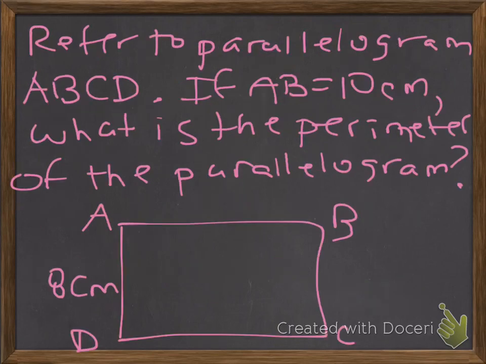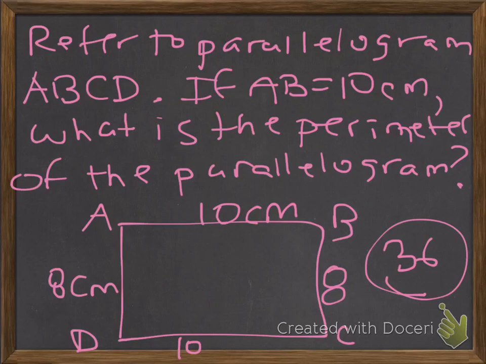And the last one, referring to the parallelogram here. If it's a parallelogram, opposite sides are equal, so it gives us AB is 10, and in the diagram it's already giving us that the other pair of sides is 8. So we have 10 and 10 and 8 and 8. If we're doing perimeter, that's adding up all the sides, so we would get 36. And that concludes the quiz review for lessons 6.1 to 6.3.